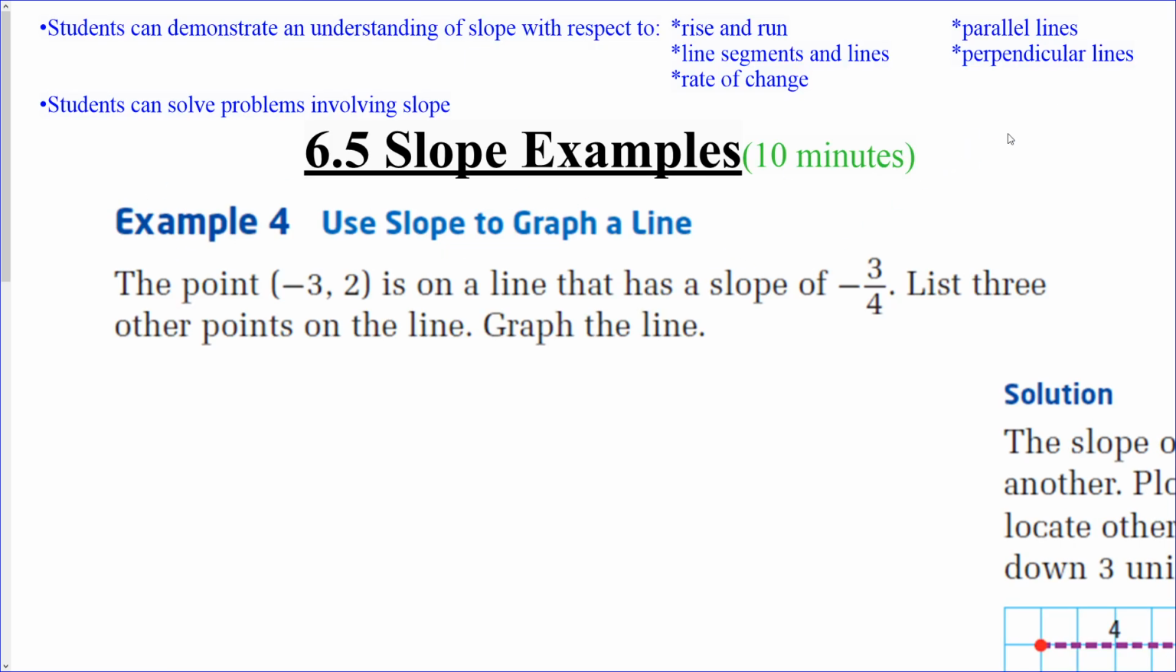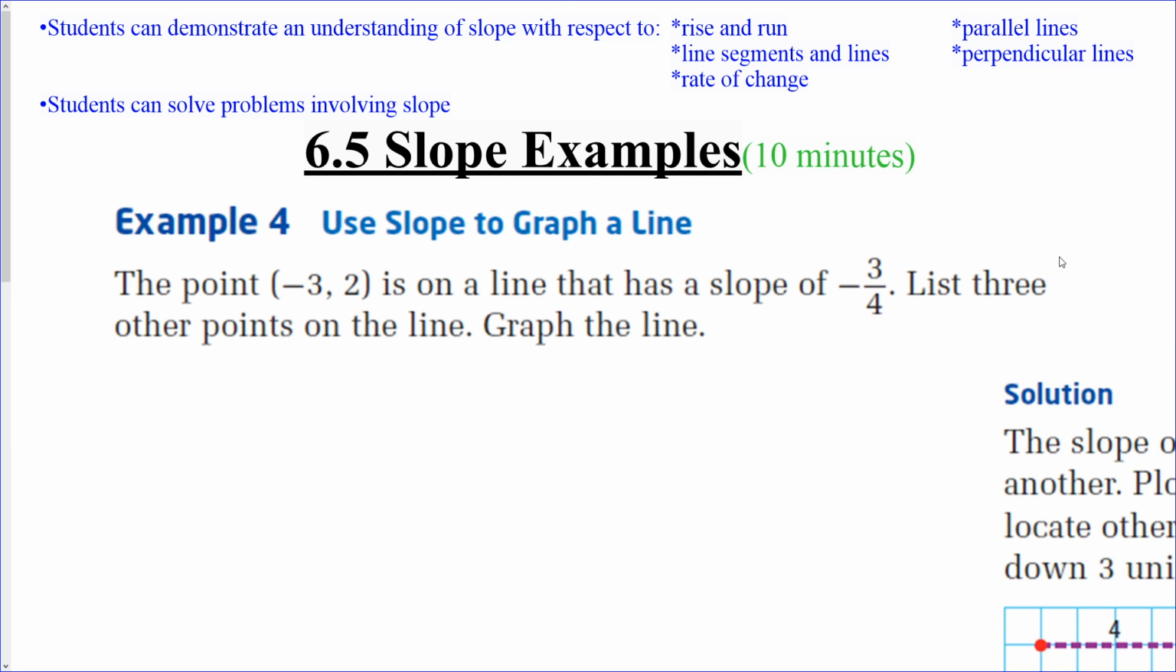Example number 4 has us use the slope to graph a line. The point -3, 2 is on a line that has a slope of -3/4. List 3 other points on the line and then graph the line. So there are 2 different ways to do this. You can do it just algebraically first and then graph it, or you can make the point on your graph and then find the points that way. The second way is easier, so that's the way that I am going to be showing you.